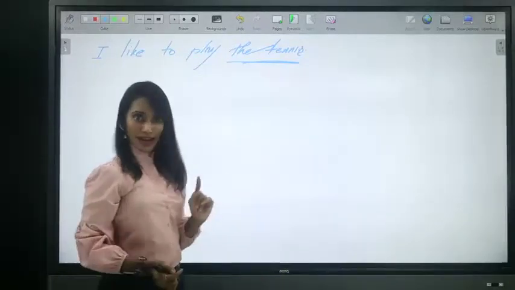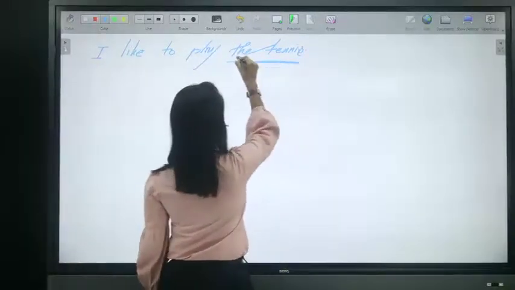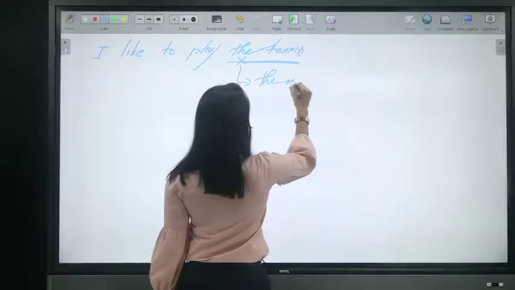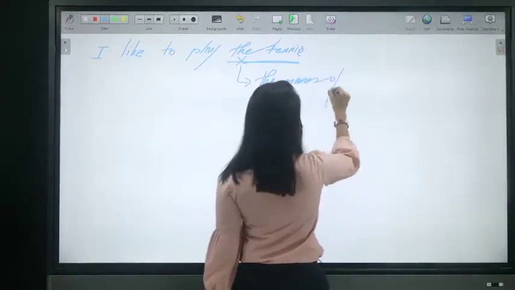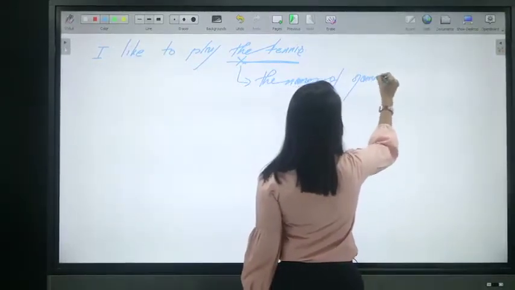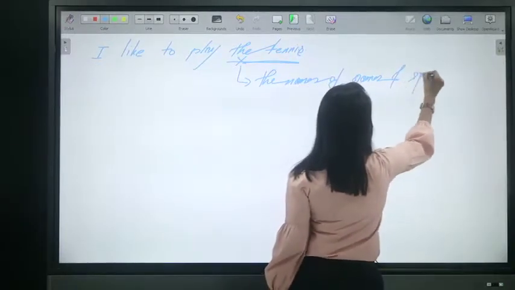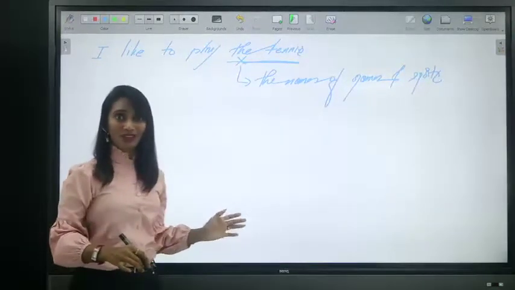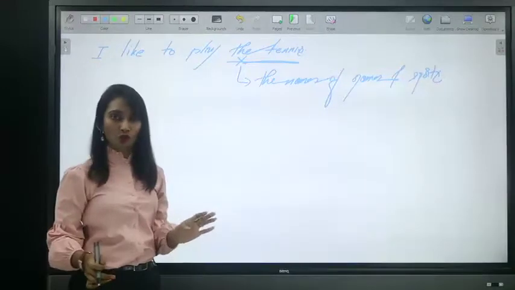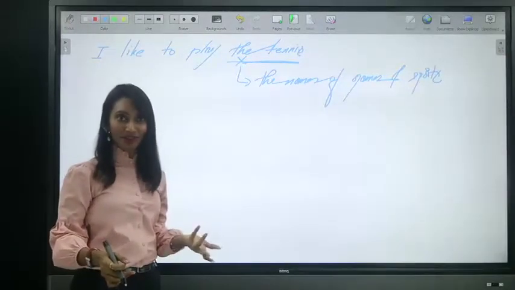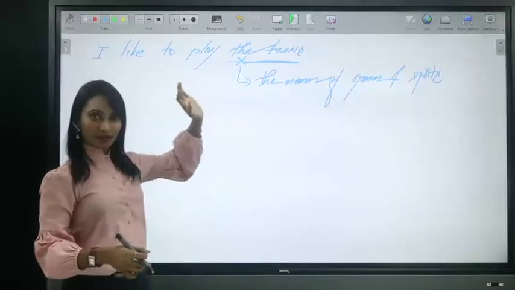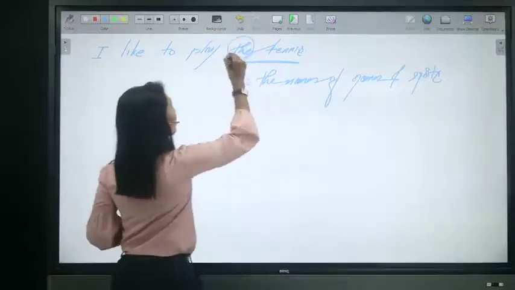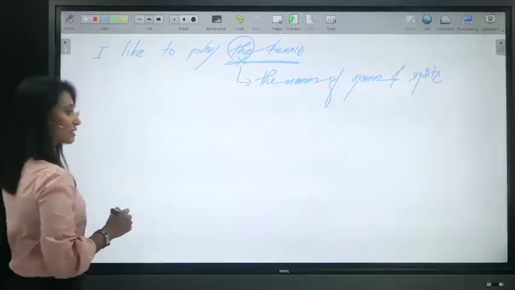No, right? So remember, do not use articles before the names of games and sports. We should never use article before the names of games and sports. You cannot say the cricket, this cricket, that cricket. No. You have different names for cricket, different types of cricket, but not the cricket. So remember, I like to play tennis, not the tennis. Remove article the. In the same way, let me give some more examples.